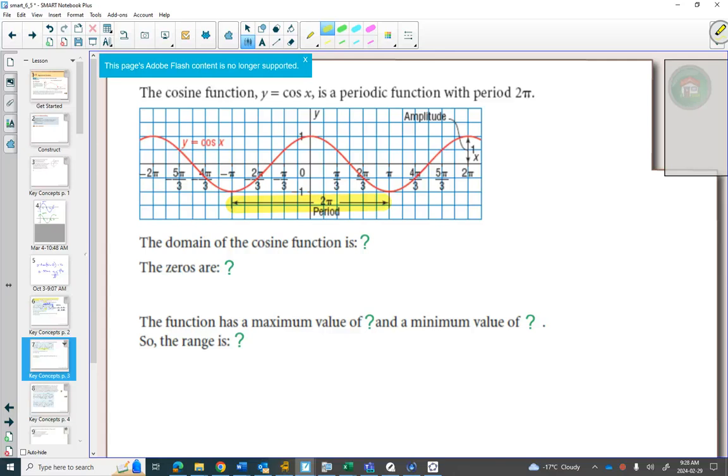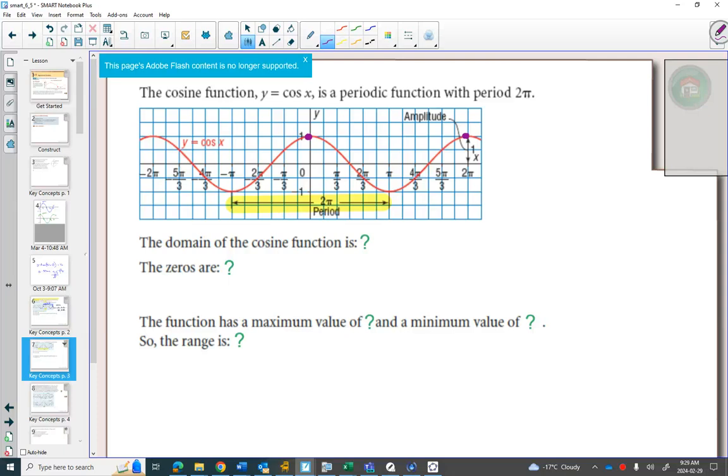Again, the period is 2 pi, and I would use starting at 0, which is really nice for cosine, because at 0 cosine is at a maximum. How long before I hit the maximum again? It's not until 2 pi. It's really easy to see the period is 2 pi.